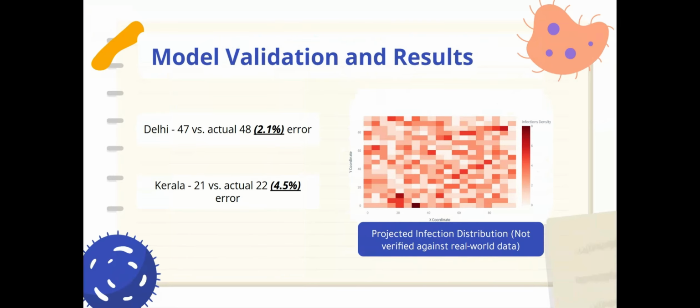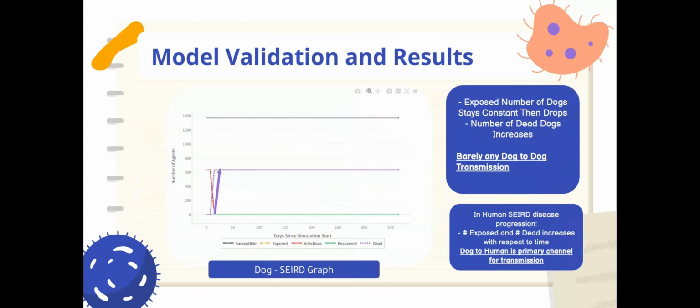My model predicted 47 deaths versus an actual 48 in Delhi, which is a 2.1% error, and 21 versus 22, which is a 4.5% error. To the right, we also see the infection density per area on the graph, a distribution of it, not verified against real world data.